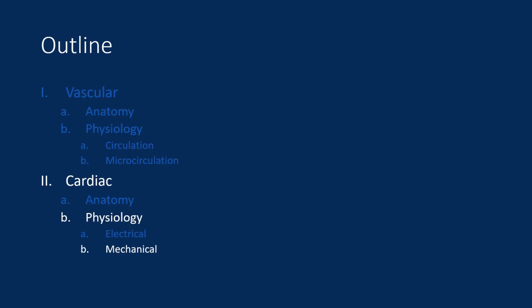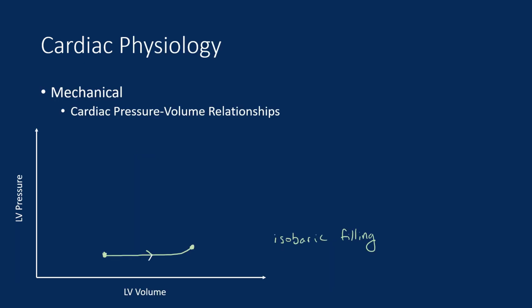Now let's take a look at the mechanical properties of the heart. We'll do so by analyzing the relationship between ventricular pressure and ventricular volume, known as the cardiac PV loop. So you see here I've labeled this left ventricular pressure and left ventricular volume, but understand that the same principles are in effect in the right ventricle, albeit at lower pressures.